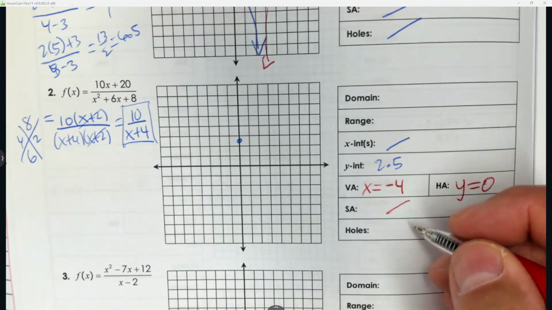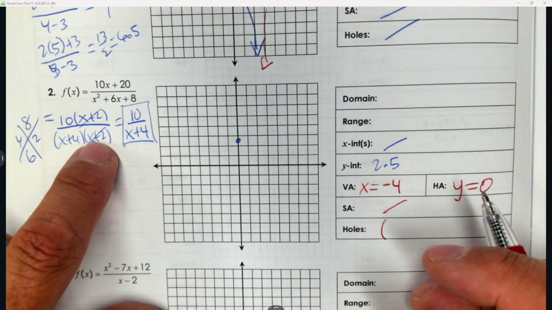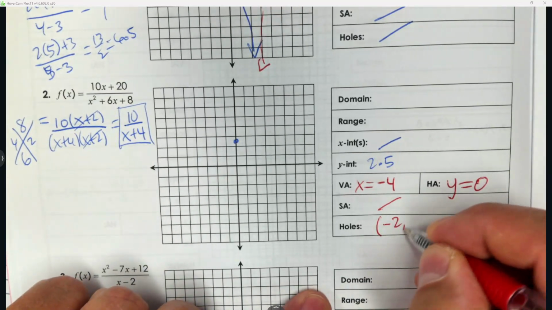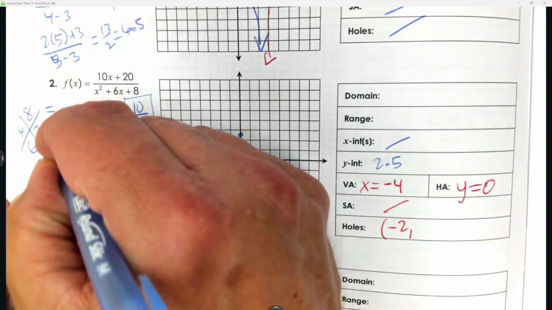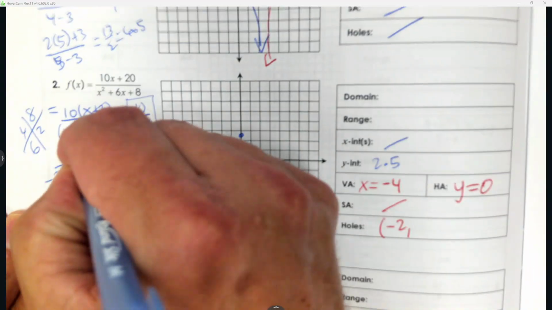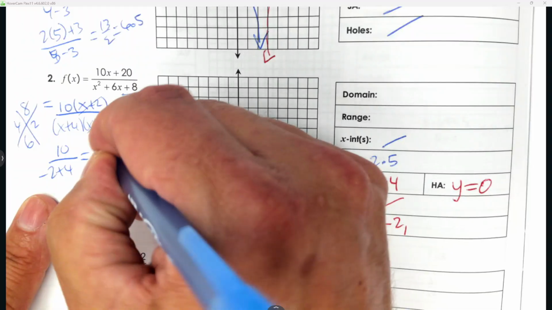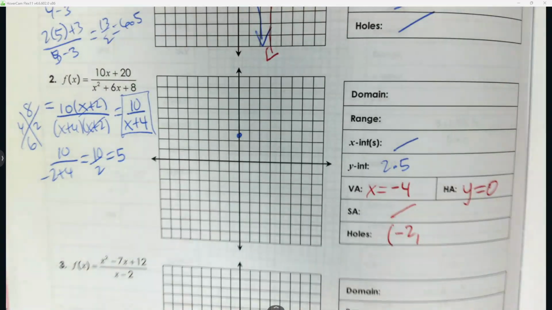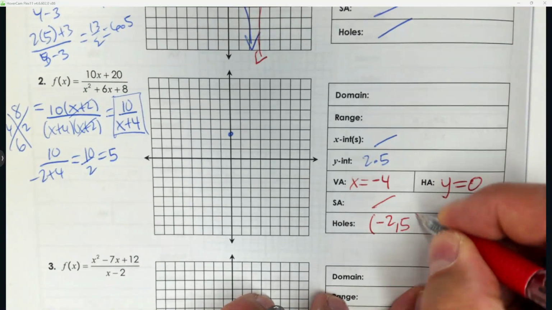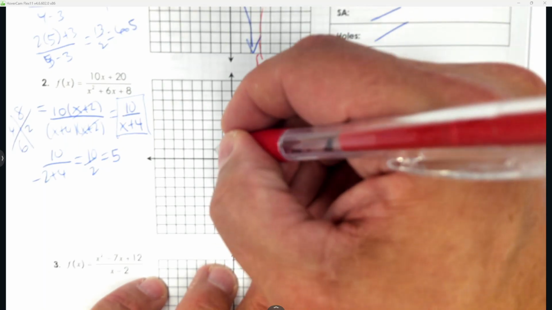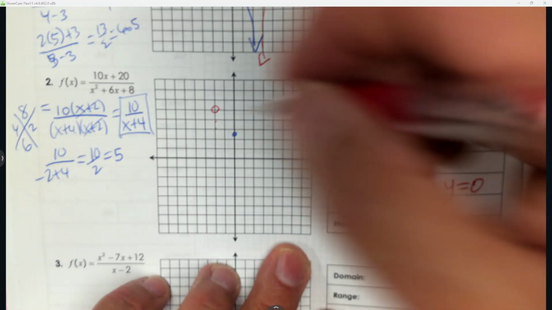We have no slanted. We do have a hole. So what crossed out? What's the 0 of what crossed out? That's the x coordinate. And then to find the y coordinate, I plug it into this last equation. So I plug in -2 for x, and then I solve it. So that's 10 divided by 2, and that gives me the answer 5. So that's the y coordinate of the hole. So I'm going to put that on my graph. So -2 and 5. And the asymptote x equals -4.